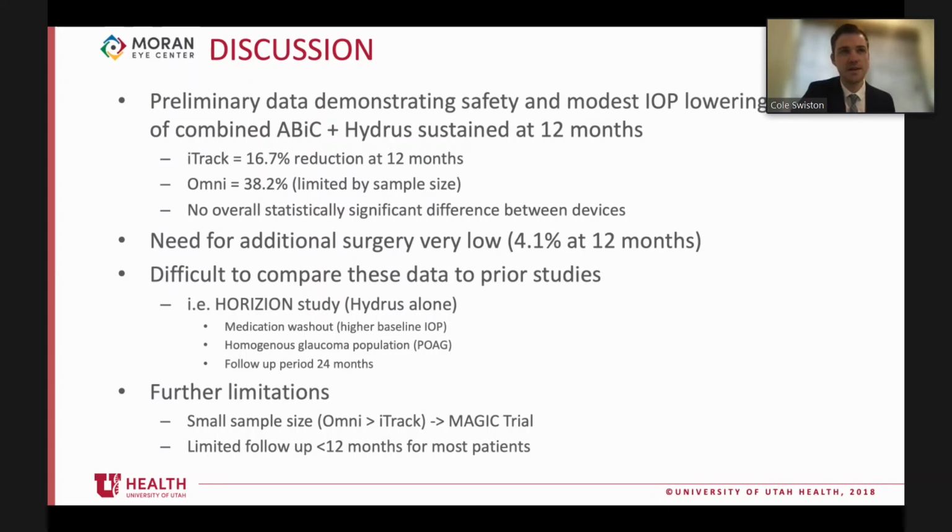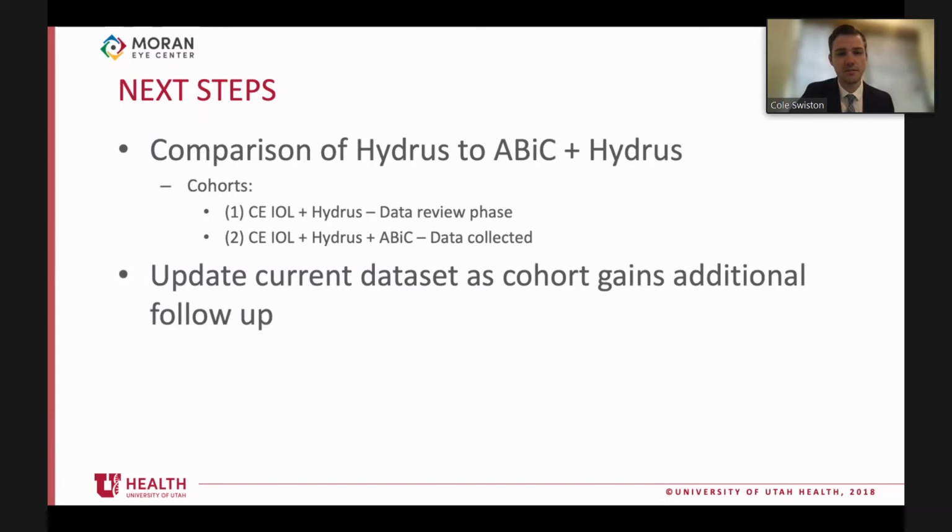We are still young with our cohort, at about 12 months at this point, but we'll certainly continue to follow them. We're also limited by sample size, as I mentioned, with fewer Omni patients than iTrack. There's an ongoing study called the MAGIC trial, the multi-center ab interno glaucoma study investigating canaloplasty, which actually seeks to answer the question, which device lowers IOP more with 360 degrees of canaloplasty. So our next step obviously is to look at that cohort, number one, which is Hydrus alone, and then compare it to the AVIC Hydrus group. We're in the data review phase for that right now, and we will continue to follow this cohort over time.